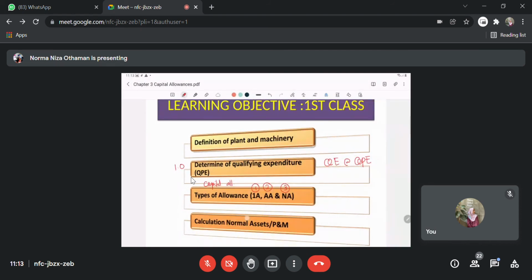Apa maksud normal? Normal ni bermaksud dia buy cash. Okay, this particular machinery is acquired by cash, not by hire purchase. Bukan dibeli secara bayaran ansuran. Okay, acquired by cash. So kasi tulis kat sini not HP, HP is hire purchase. Sebab hire purchase dia punya treatment dia lain. So saya akan tunjukkan dahulu macam mana you nak kira capital allowances untuk normal asset. Okay, asset yang diberi secara tunai.